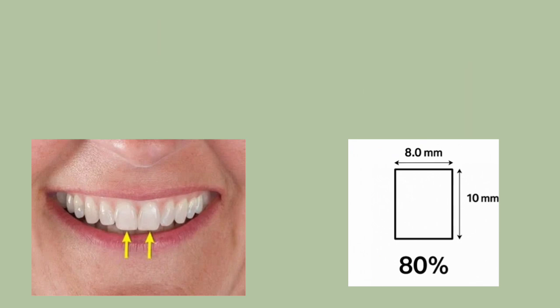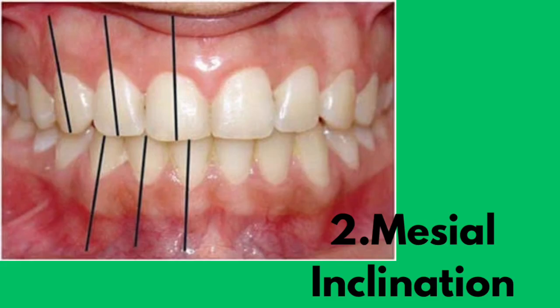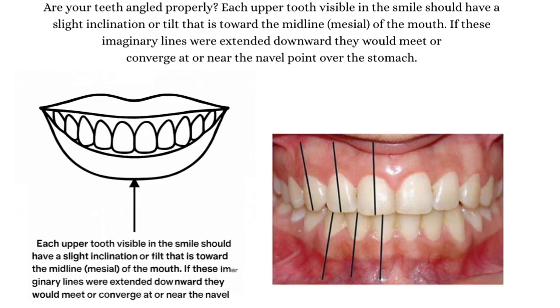2. Mesial inclination. When you smile, your front upper teeth should slightly tilt toward the center of your face. Imagine drawing a straight line down from each tooth. These lines shouldn't go straight down, they should tilt inward a little, like they're all pointing to your belly button. This gives your smile a balanced and natural look.